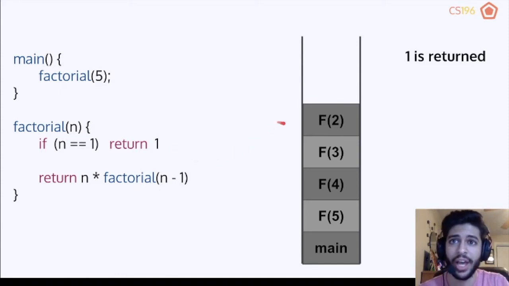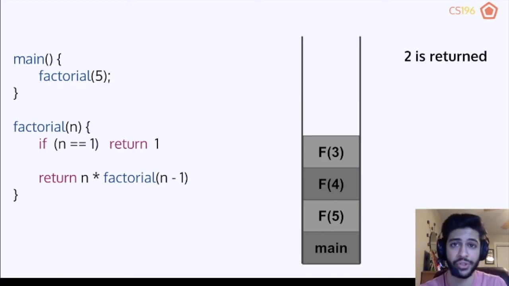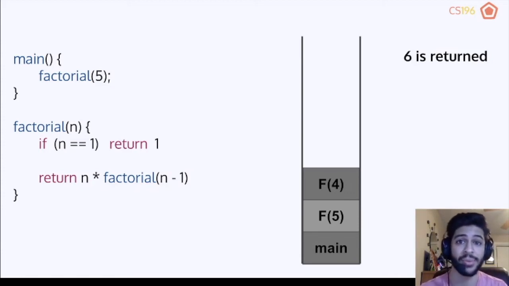And so now we're at f of 2. So f of 2 we know is going to be 2 times f of 1. Well, since f of 1 returned 1, we know that it's just 2 times 1. So f of 2 will be popped off of the top of the call stack and return 2. And we keep on doing this. We'll have 3 times f of 2, which is just 6. So f of 3 will return 6 and pop it off of the top of the call stack.